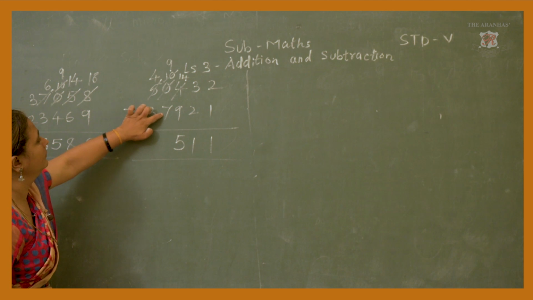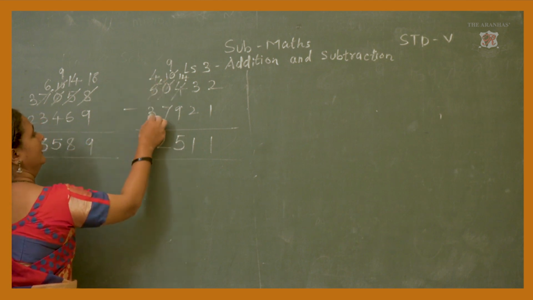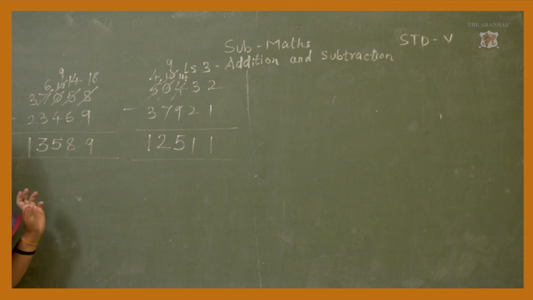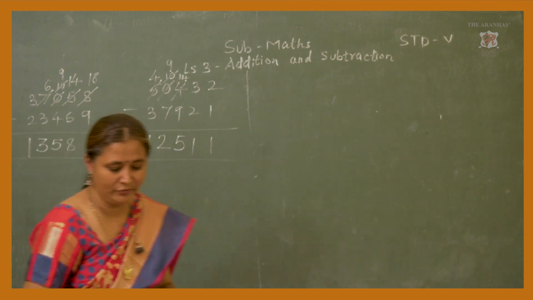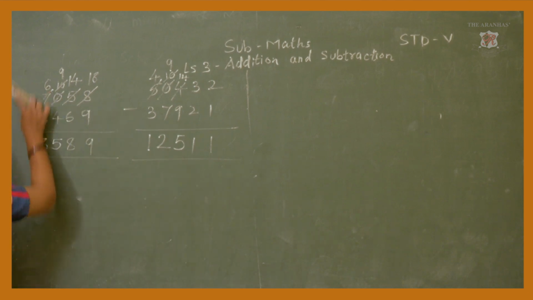Now it is very easy to solve. 9 minus 7, 2. 4 minus 3, 1. In that way, you have to do the subtraction of 5-digit numbers. Now, take the subtraction for the 6-digit number and 7-digit number.